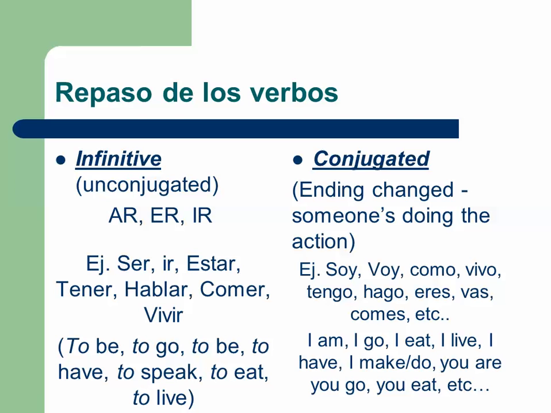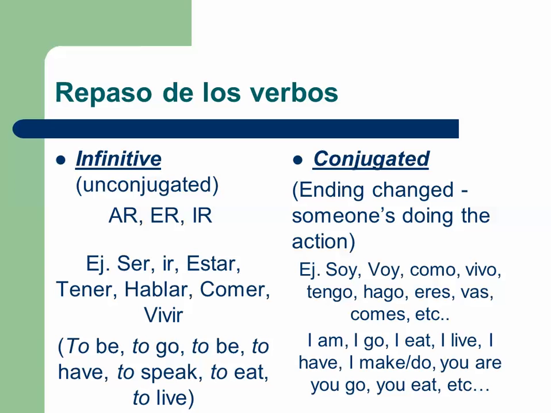We have two majorly important vocabulary terms when it comes to verbs in Spanish. We have the infinitive, which means unconjugated. These are the verbs that end in AR, ER, and IR. They are the original form of the verb. They don't have someone doing it. Conjugated means that that original ending, that AR, that ER, that IR, is changed because someone is now doing the action.